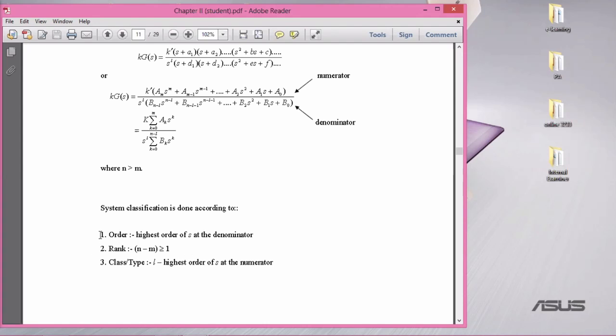So what is important is the class and the order. The class and the order are going to distinguish how the system is going to respond.